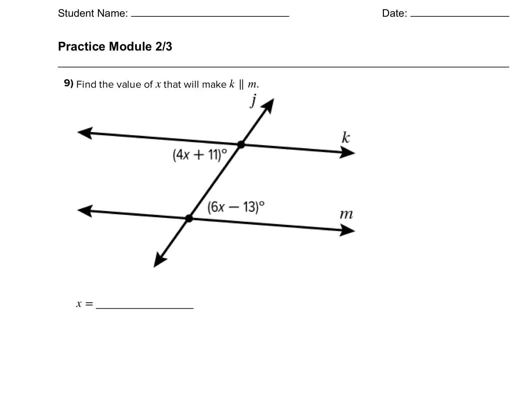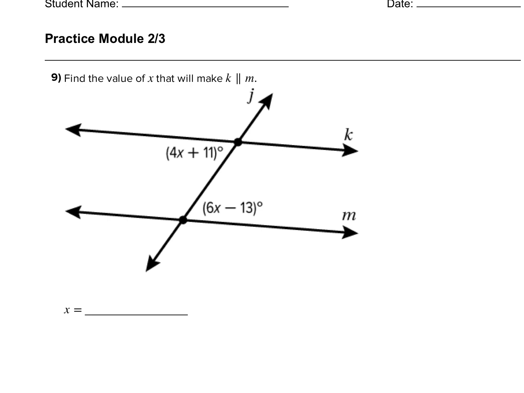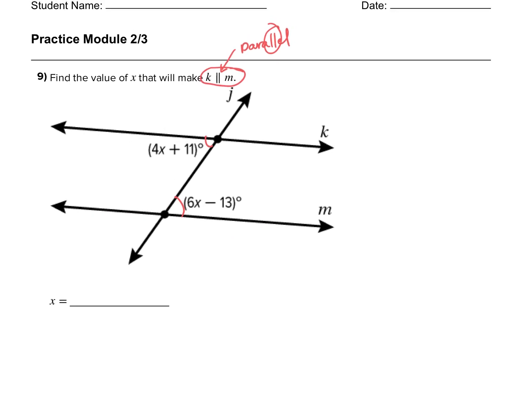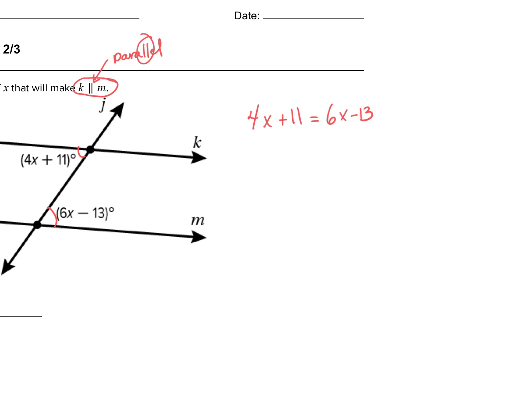Here we're looking for the value of x that makes line k parallel. Now remember, those two marks are the symbol for parallel. It's even in the word parallel. So these two angles here are alternate interior angles, and alternate interior angles, when the lines are parallel, are congruent. If they're congruent, that means they're equal. So I'm going to set my two algebraic expressions equal to one another, and I can solve for x.